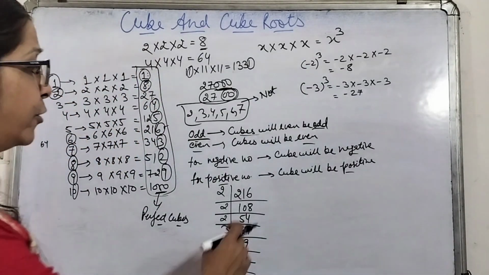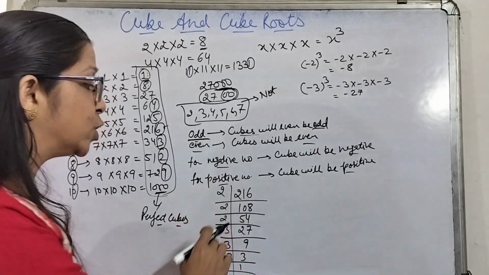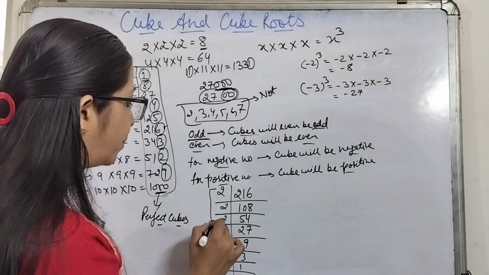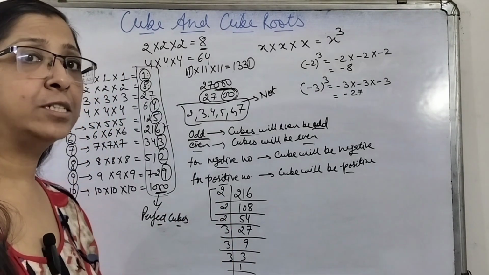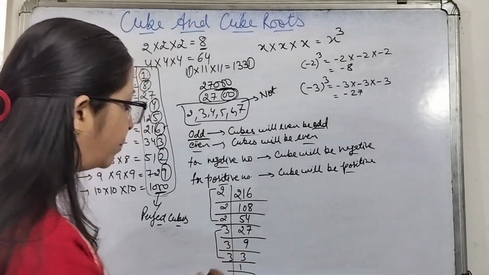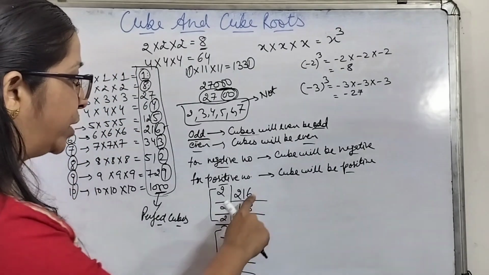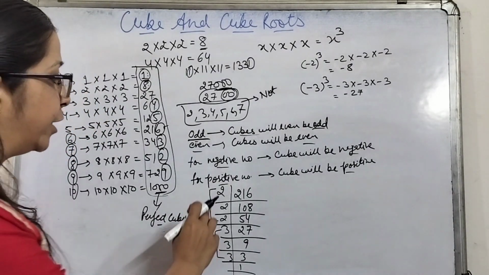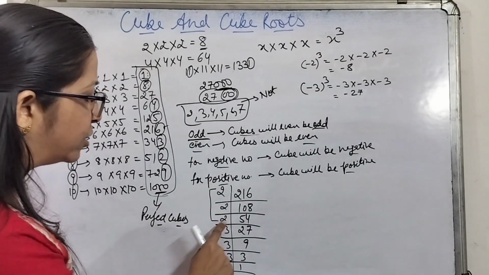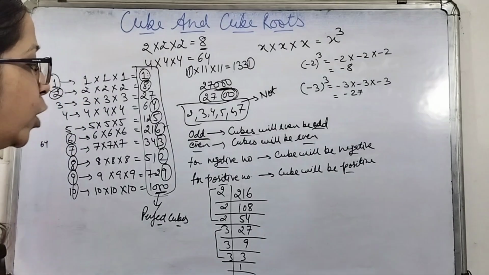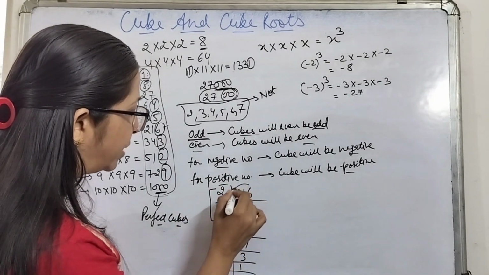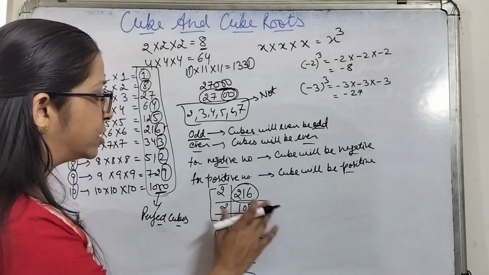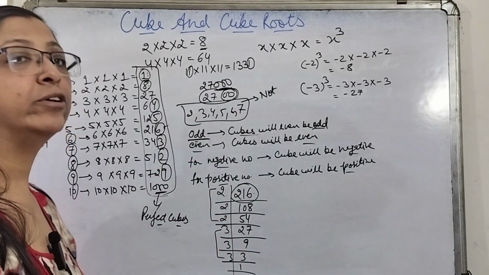So we can see that in the prime factorization, the factors are 2 and 3. If they are in groups of 3, that means they are in triplets only, then the given number will be a perfect cube. Here the factors are 2 and 3, and 2 is in triplets and 3 is in triplets. So we can conclude that 216 is a perfect cube because its factors are in groups of 3.